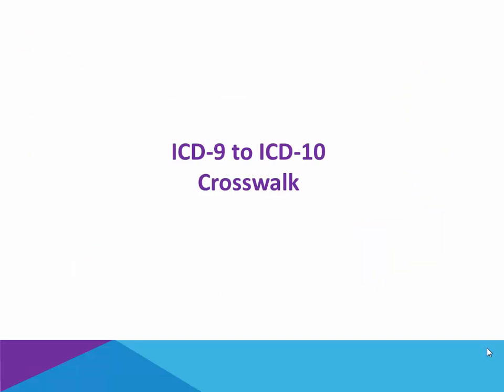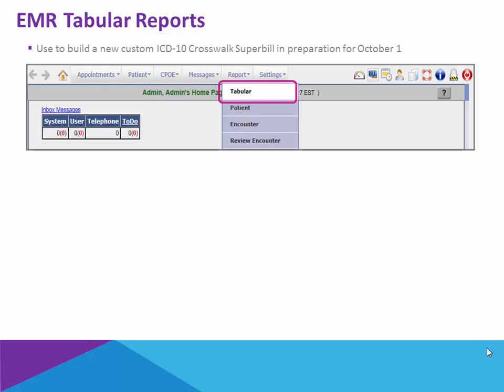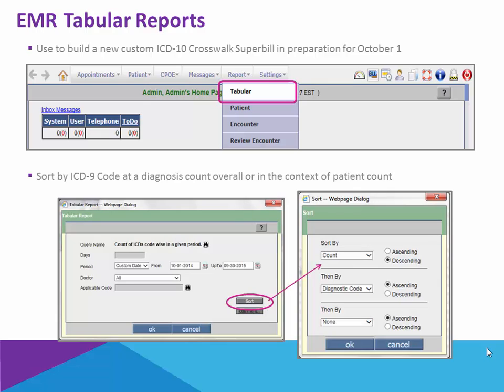So first of all, we're going to take a look at that ICD-9 to ICD-10 crosswalk. We've implemented 2 new tabular reports on the EMR side. And as with all tabular reports, these are based on a date range, and you of course can sort them in the desired sequence. For instance, you might want to sort them by the count of diagnoses, or by the description, or by the code.